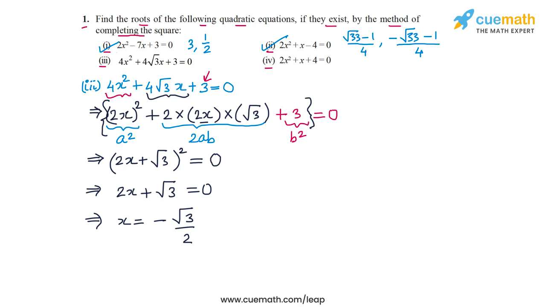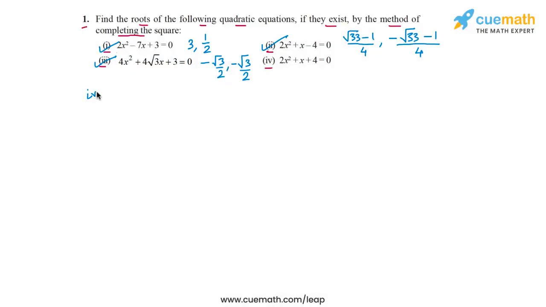So this equation actually has 2 roots which are identical. Both roots are minus root 3 by 2. So let's write this here, minus root 3 by 2 and minus root 3 by 2. Now that completes part 3. Now let's go to part 4.